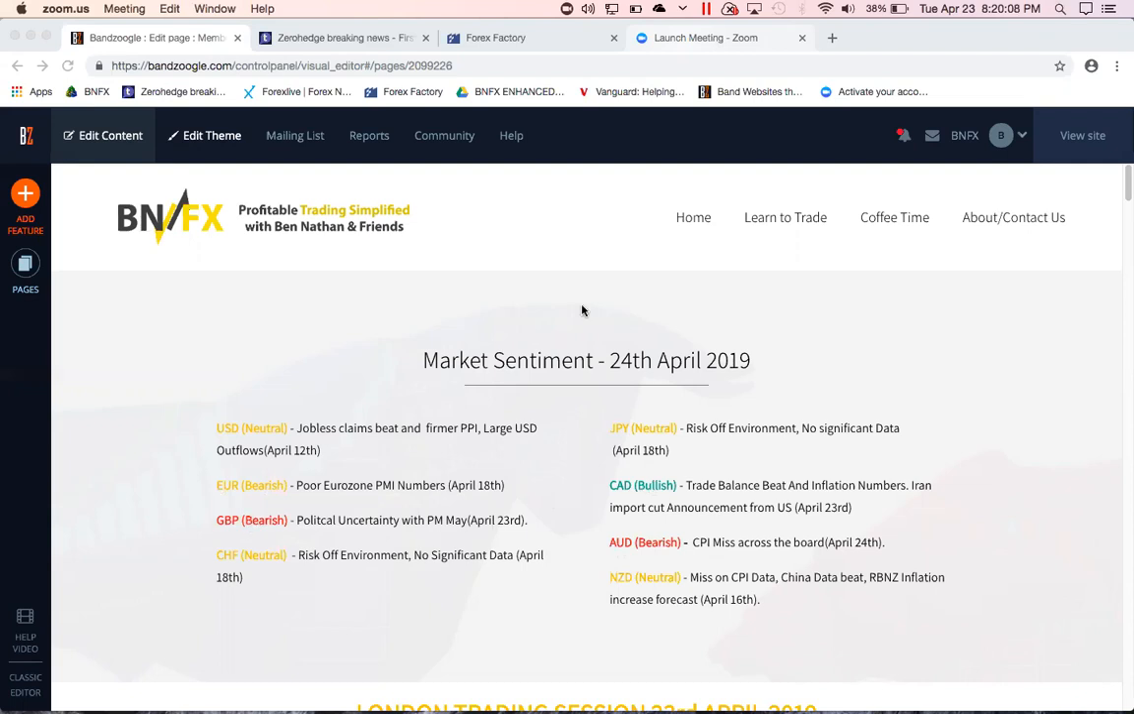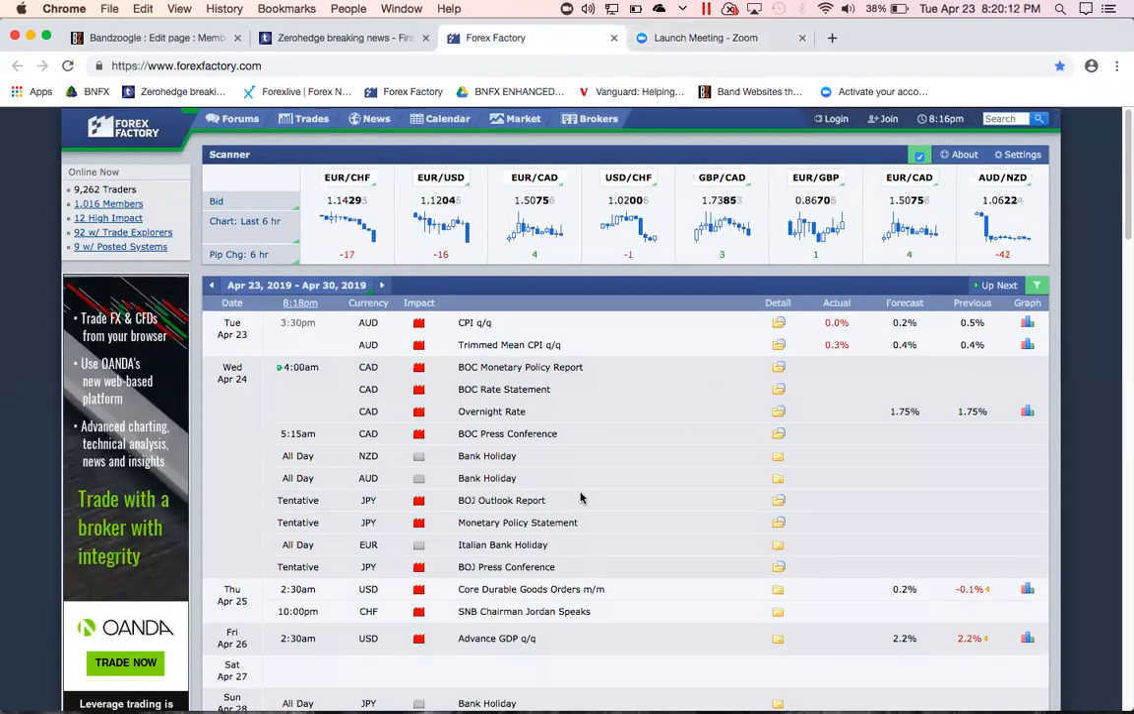So here's the thing about the CAD today. We have their rate statement coming up at the beginning of the New York session. So if you trade the CAD, be prepared for volatility. So it might be a good trade for the London Open because chances are we're going to see further bearishness from the Aussie. So if there's a good retracement, that might be something we want to get into.